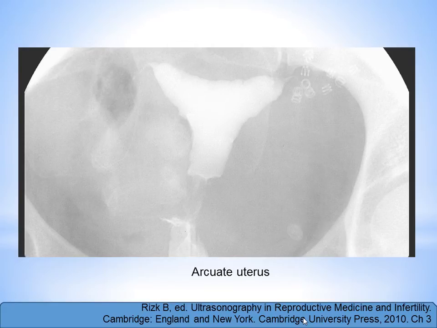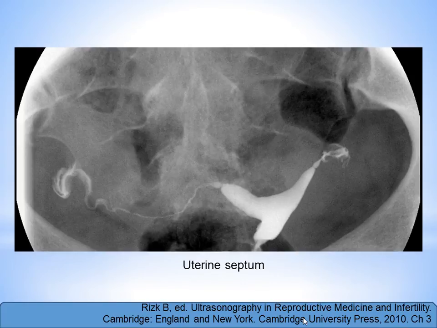So how do you make that call? You draw a line between this cornu and that cornu, take the midpoint, drop a perpendicular, and measure that. If this is less than 1 centimeter, it is an arcuate uterus. If it is more than 1 centimeter, it is a septum. This is basically the diagnosis there.